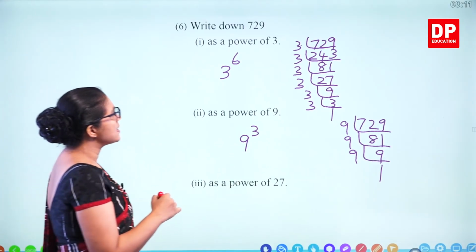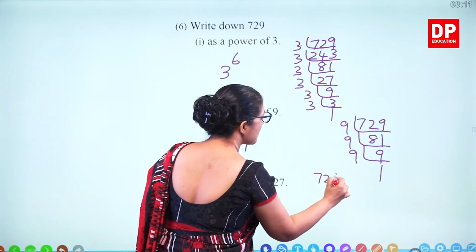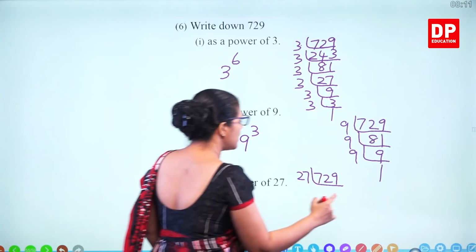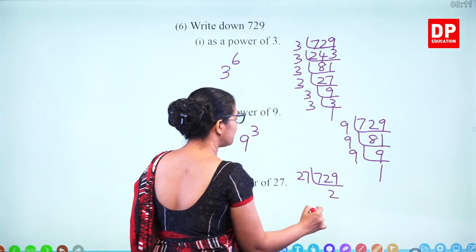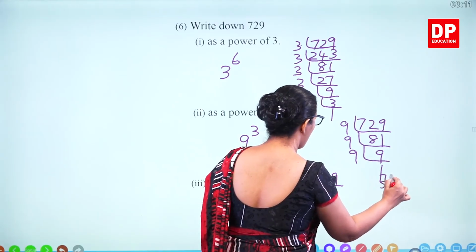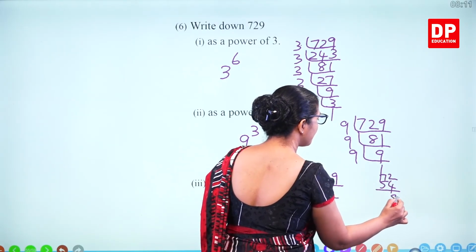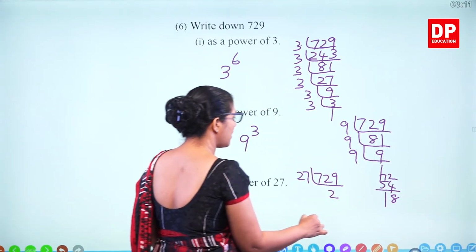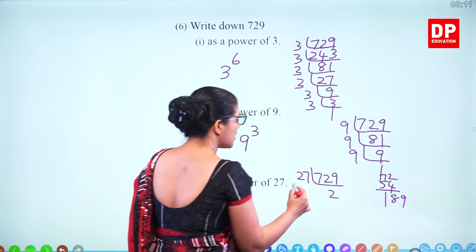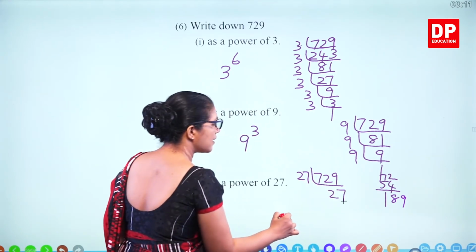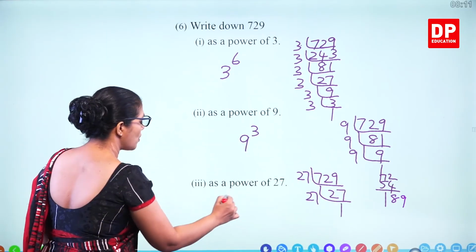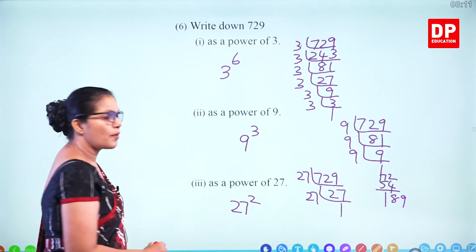As a power of 27, divide by 27 and see. 27 times 2, 54. So subtract, that's 189. So 7 again, 189. So 27 times 1. So 27 squared.